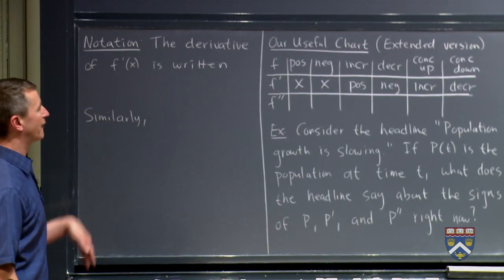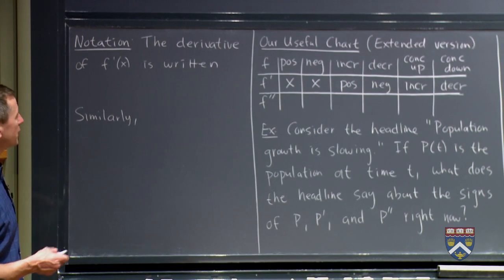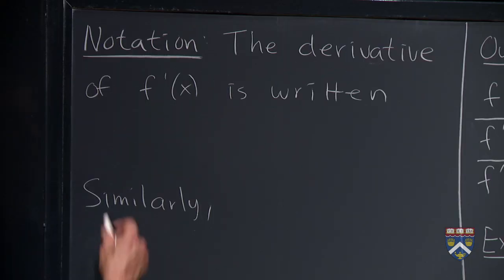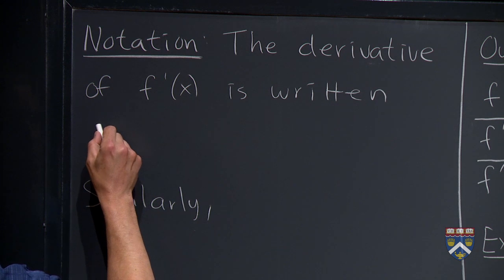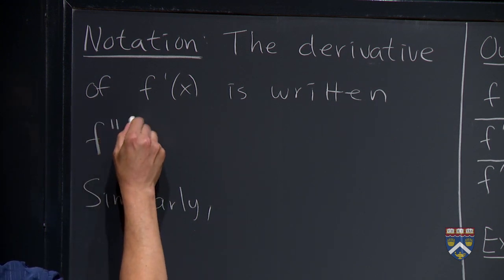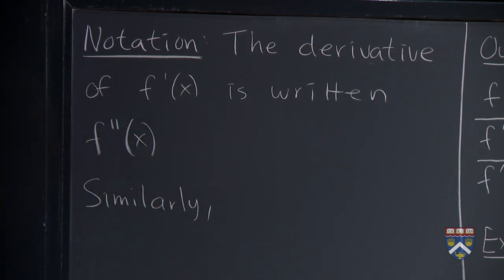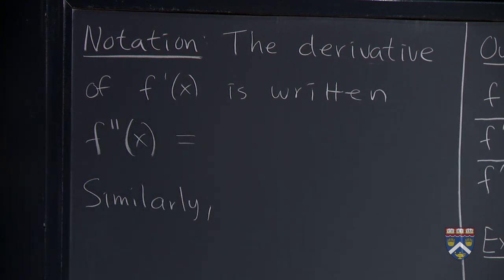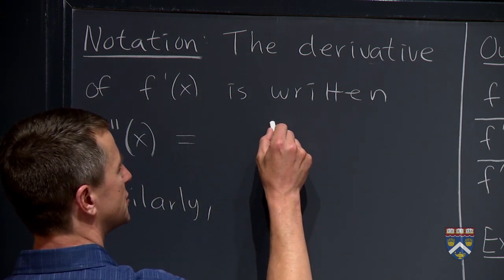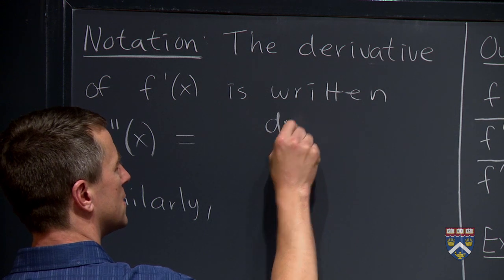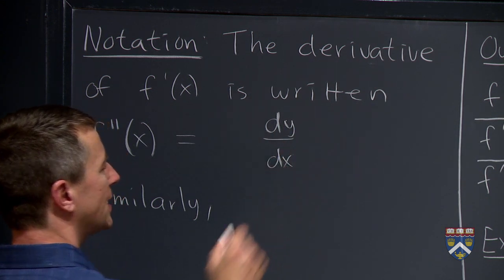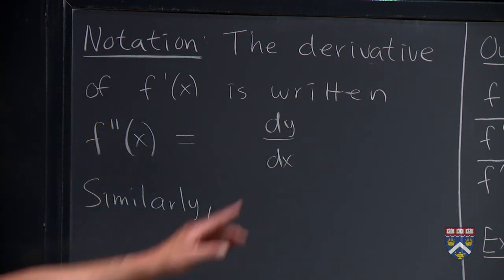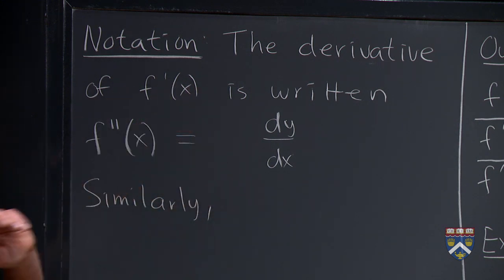You've already got F prime. How should we write its derivative? So in the Lagrange notation, we write it as F prime prime, except we don't say F prime prime, we say F double prime. And then we want to talk about how we would write this in the Leibniz notation. So remember, in Leibniz notation, the derivative itself is written dy over dx. This is the first derivative, so this is the same as saying F prime.